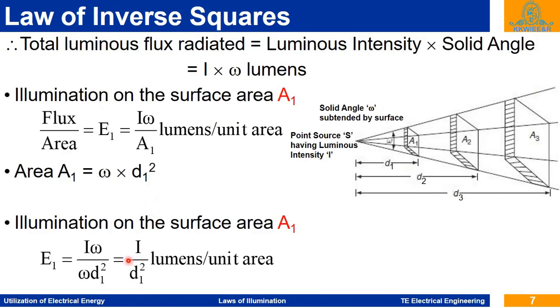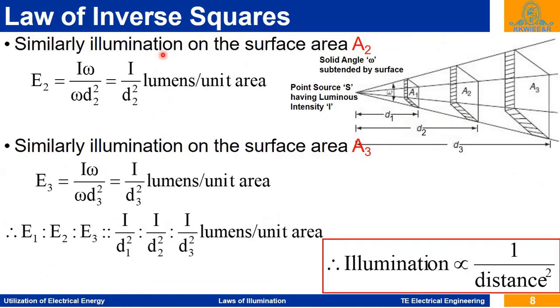So this is the illumination level E1 on the surface A1, I upon d1 square. So similarly, we can find out the illumination level on the surface area A2, which is having distance d2. So E2 is equal to I omega. The flux radiated by the point source is the same, only the area of this A2 plane has changed. So solid angle multiplied by distance between point source and surface area A2, d2. So I upon d2 square, lumens per unit area.